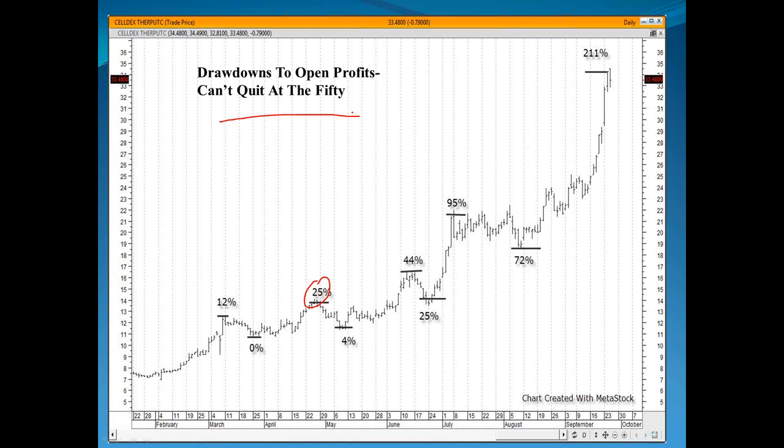So don't quit at the 50. That's like a football analogy. So this is the football field. This is the 50-yard line. If you quit at the 50, you're never going to score, right? So be willing to give up some of those open profits.